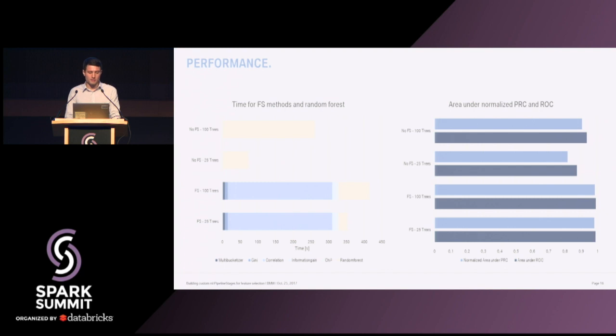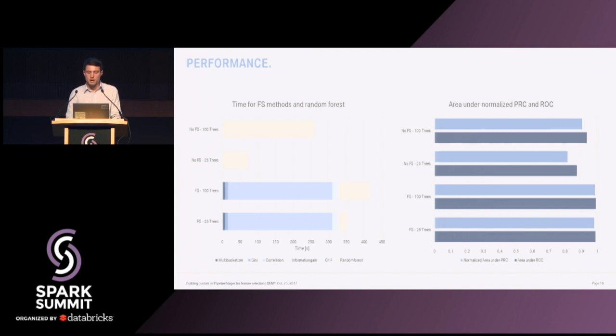Here, unluckily, the time used for feature selection is actually for one stage longer than for training the whole random forest. But still, we have a better classification performance, which is here measured in the area under the precision recall curve and in the area under the receiver operating characteristic.